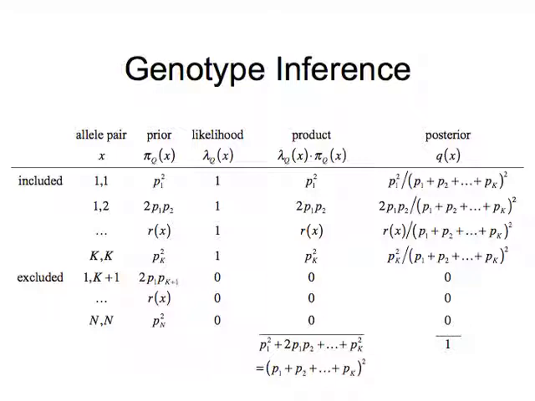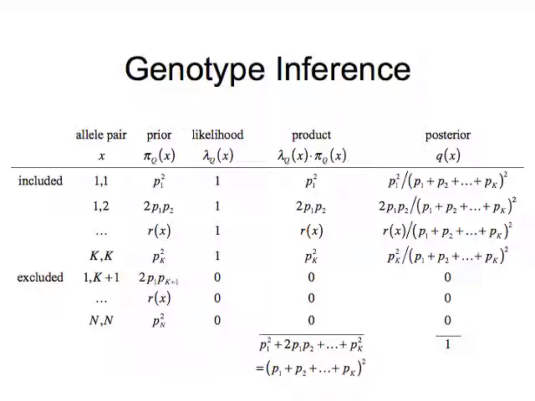In the second column, we see the prior probability from the population. This is simply taken from the Punnett square that we saw, where homozygote allele pairs are given a prior probability of p_i squared, and heterozygote allele pairs are given a prior probability of 2 p_i p_j, where i and j correspond to two different alleles. You might notice that these prior probabilities over all possible allele pairs do add up to 1. It's a probability distribution.